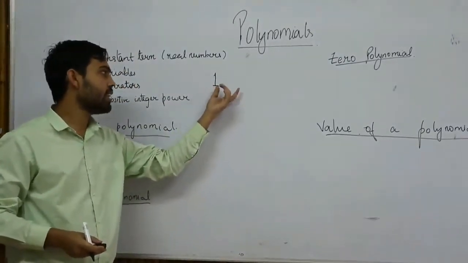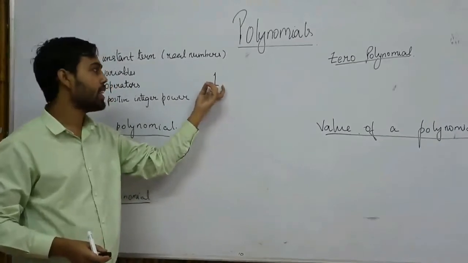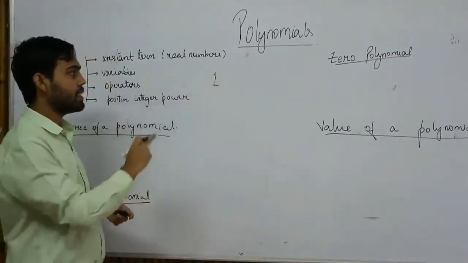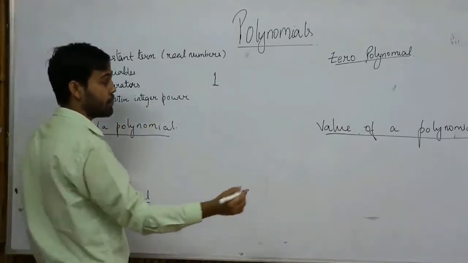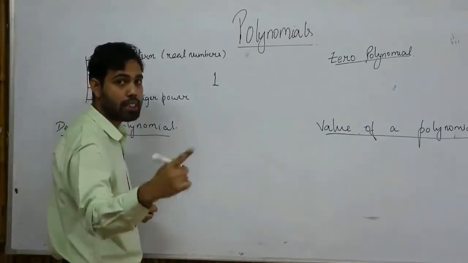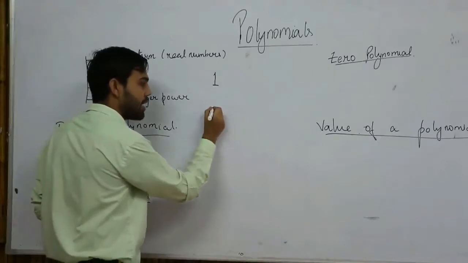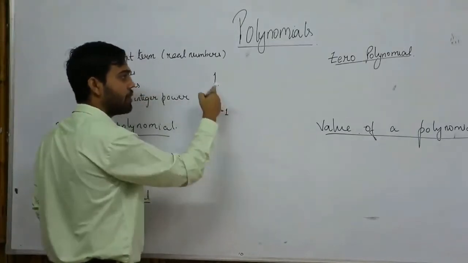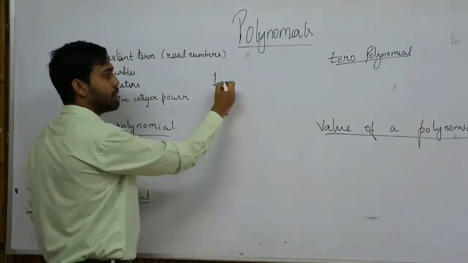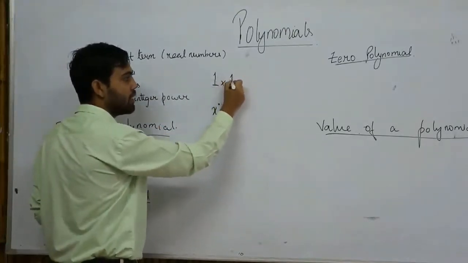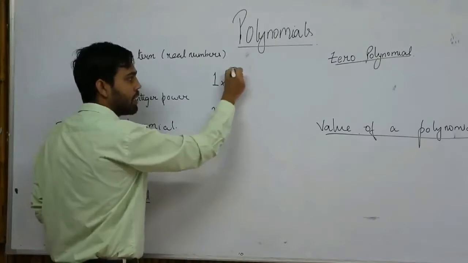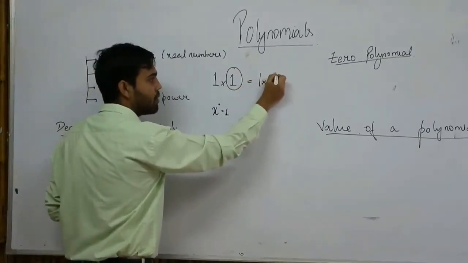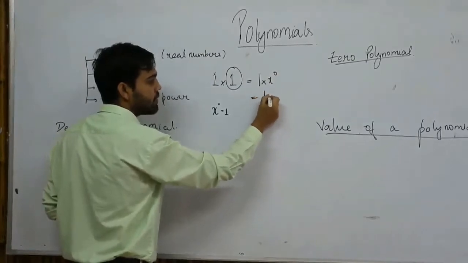Although you cannot see any variable in here, I am not seeing any operations in here, and also there is no positive power. But we all know by the laws of exponents that anything to the power 0 is equal to 1. So I can write x to the power 0 is equal to 1. Now if I have a 1 in here, I can replace this as 1 into x to the power 0. So basically this is x to the power 0.